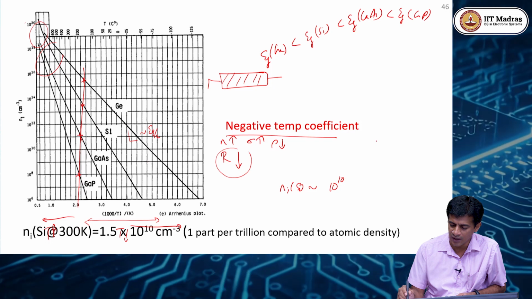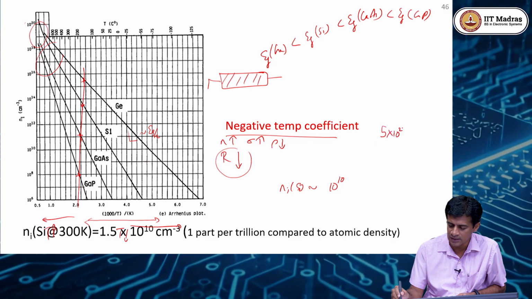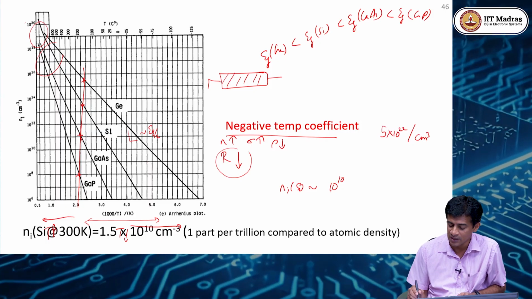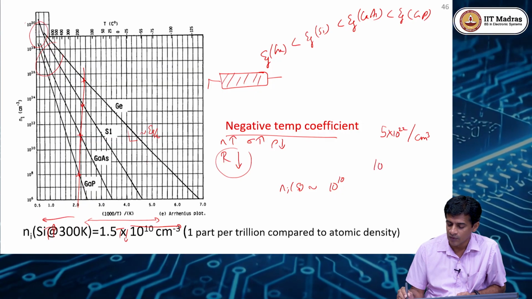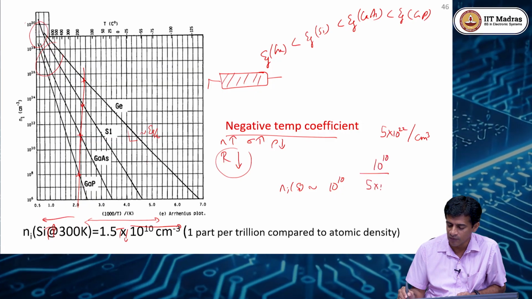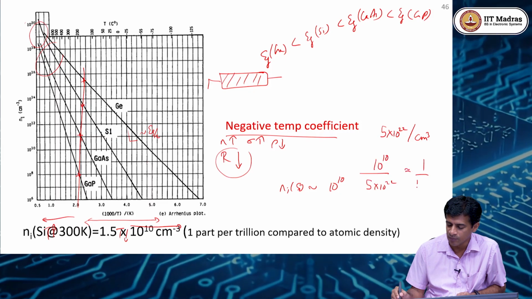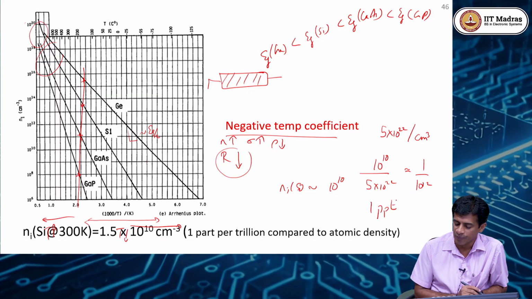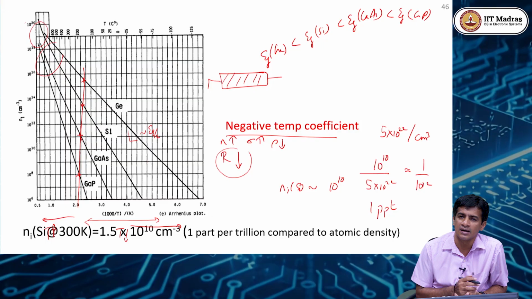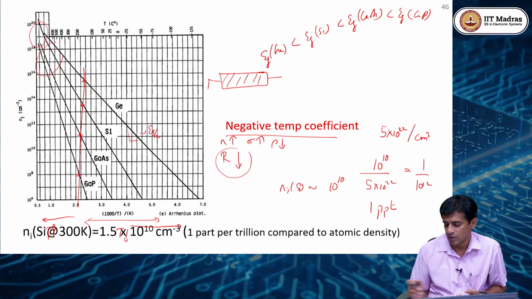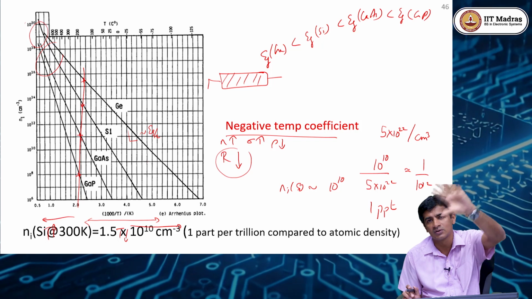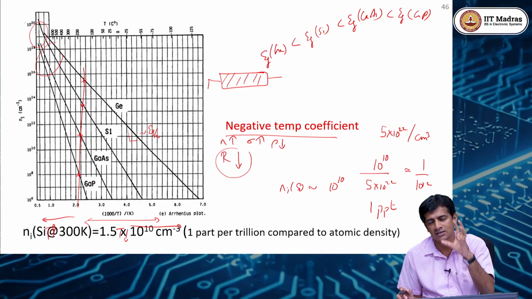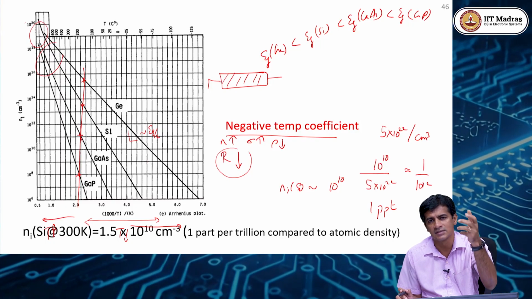So in silicon, we earlier saw the atomic density: it is 5 into 10 to the power of 22 per centimeter cube. If you look at the number of free electrons at room temperature, it is only 10 to the power of 10. That means if you take this ratio, 10 to the power of 10 over 5 into 10 to the power of 22, it is like 1 in 10 to the power of 12, one part per trillion. That is why a pure semiconductor is as good as an insulator. If you scan a trillion atoms, you will see only one free electron. So that is why the resistivity of pure silicon is very large.